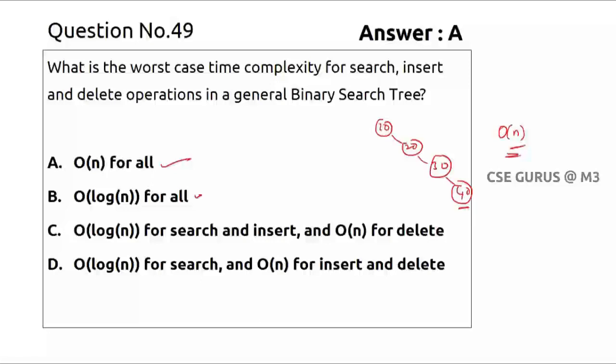So whenever we go for the worst case, it means the tree will always be skewed, either left skewed or right skewed. This is right skewed, and if I say left skewed, it will be something like 40, 20. So like this. In this case you have to traverse n number of elements to get the answer. So that's why option A is the correct one.